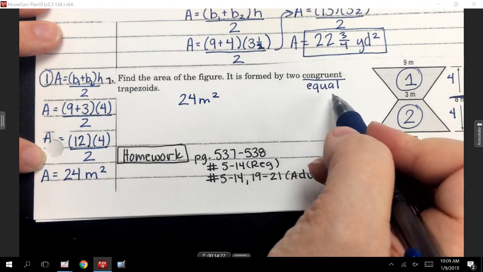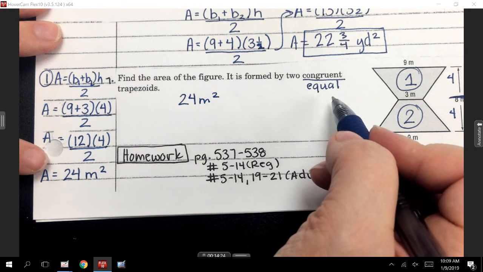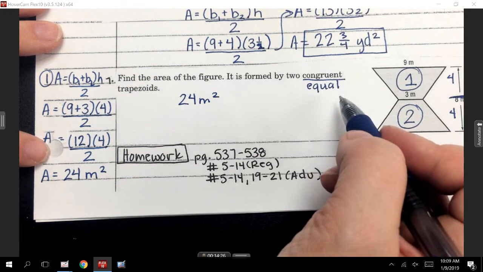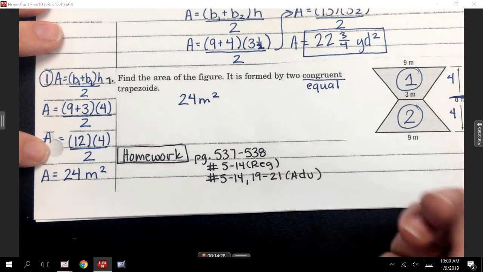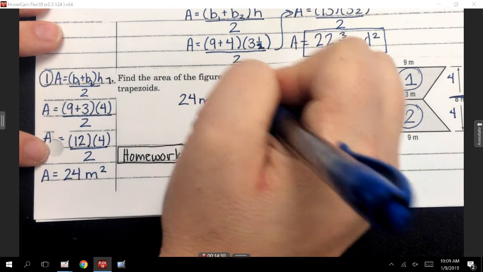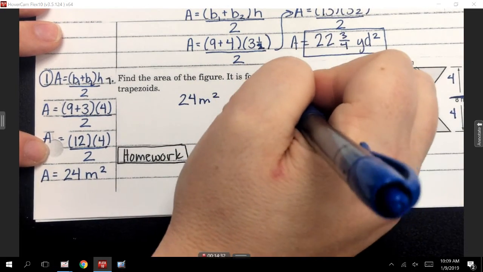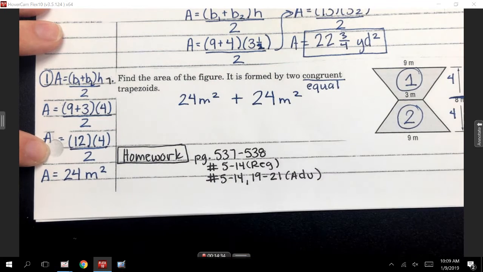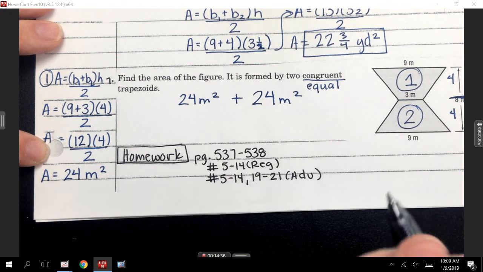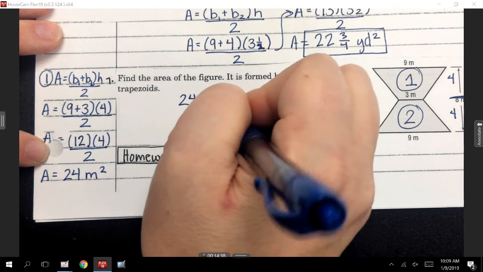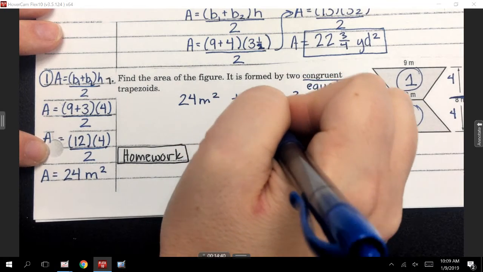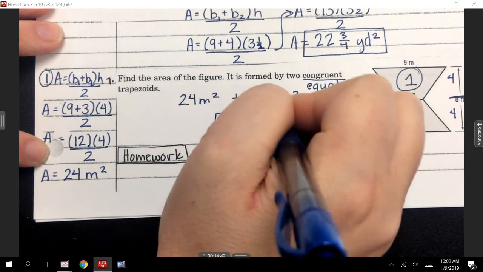Since they're equal, what is my bottom trapezoid? I'm sorry, I think I said rectangle. What is my bottom trapezoid going to be? Eli? 24. Plus 24 more meters squared. If I'm adding 24 and 24, what do I get as my answer here? Okay. 48 meters squared.